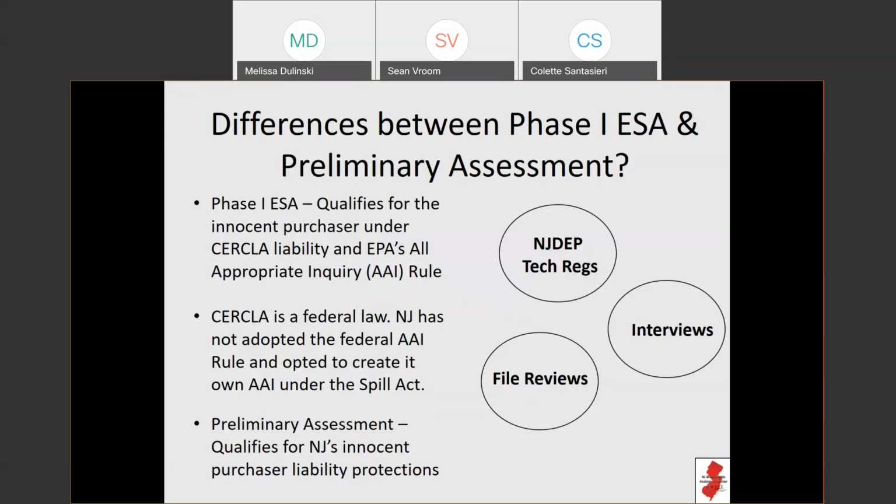However, municipalities and counties have a lot of good reasons to go with the preliminary assessment instead of the Phase One, because the preliminary assessment gives you a more in-depth look at and protection from any environmental liabilities. And the state of New Jersey will require you to conduct a preliminary assessment to protect potential buyers from becoming responsible for pre-existing environmental issues on the site. Next slide, please.